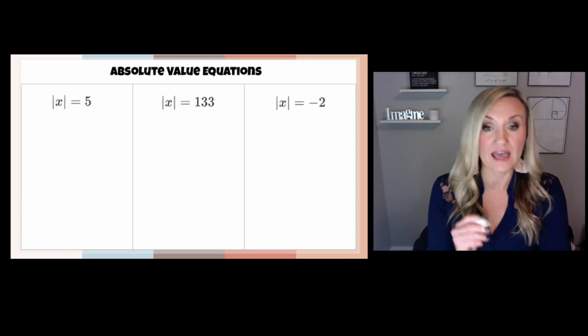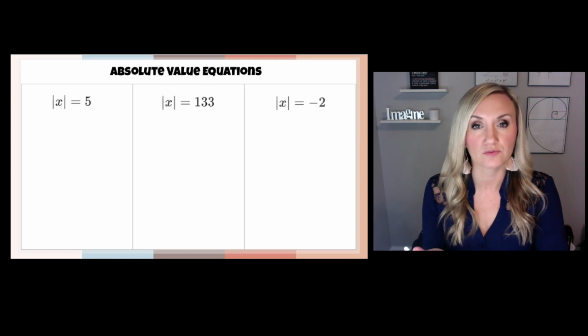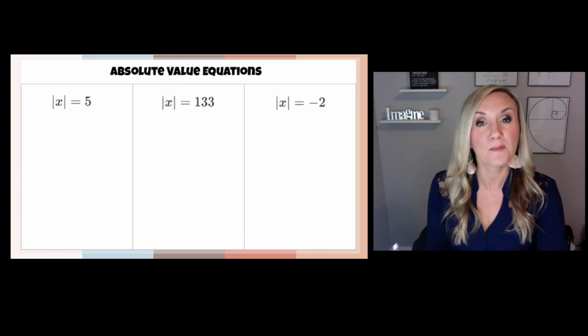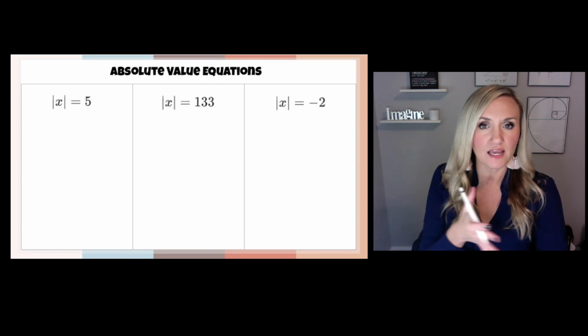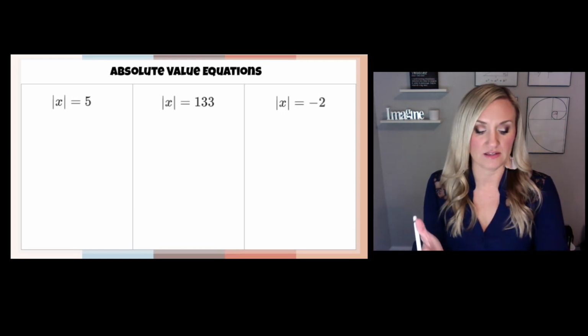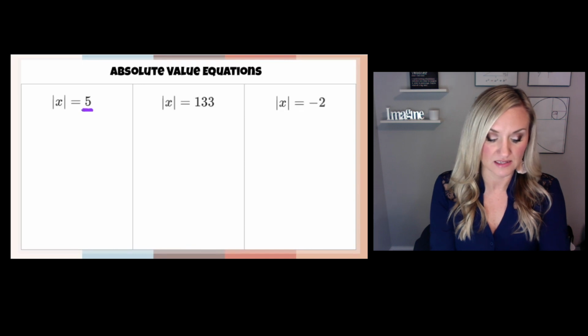Now, we know that anything inside of those absolute value bars must be positive, because absolute value is the distance away from the number line, right? And distance can't be negative. We're still taking steps in either way on the number line. So we know that our answer here must be positive.